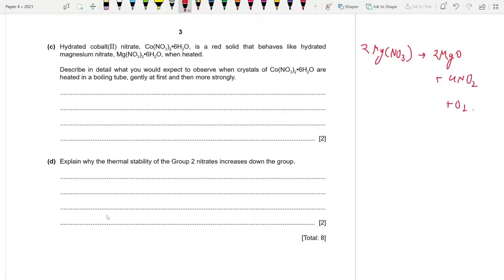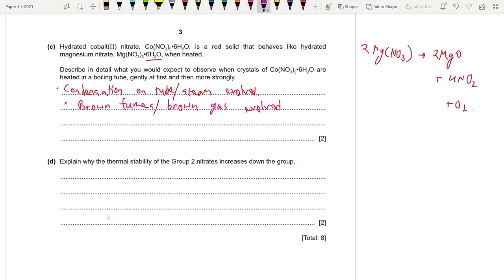But there's another observation. Since these are hydrated crystals, they will also form steam. So you can say that at first we will see condensation on the tube, or you could say that steam is evolved. That's the first point. Next, brown fumes or brown gas is evolved. Okay, what else? A colorless gas will be formed that relights a glowing splint. Anything else?